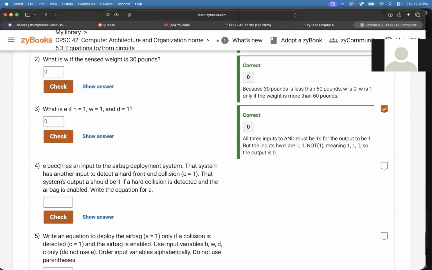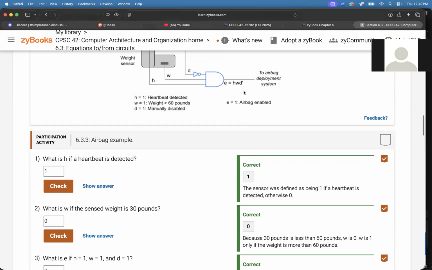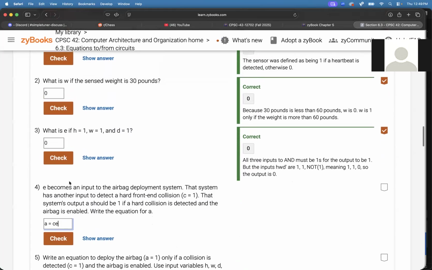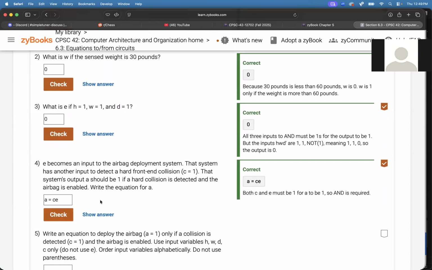E becomes an input to the airbag deployment system. That system has another input to detect a hard front-end collision, C equals 1. That system's output should be a 1 if a hard collision is detected and the airbag is enabled. Write the equation for A. A equals hard collision, which is C, and enabled, which is E. I don't know if they want us to substitute in what E is or not. No, they wanted that. That's fine.